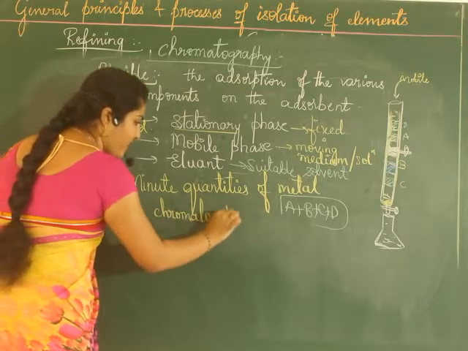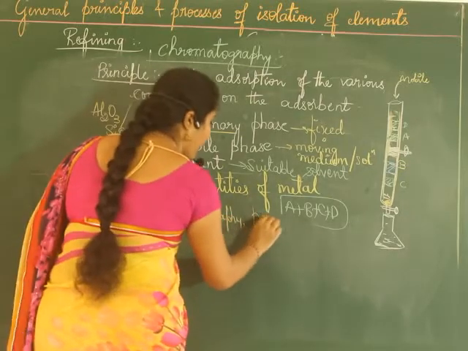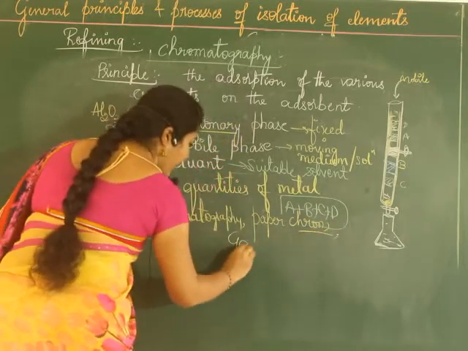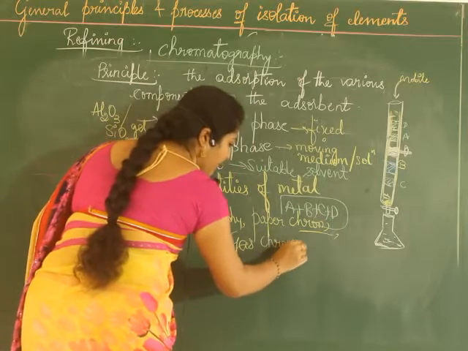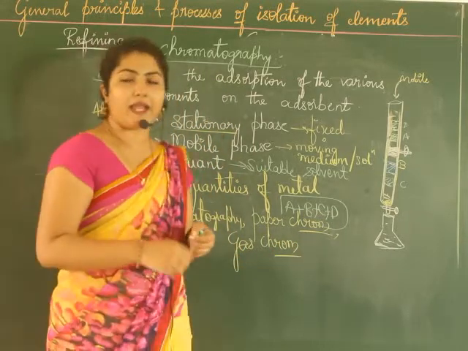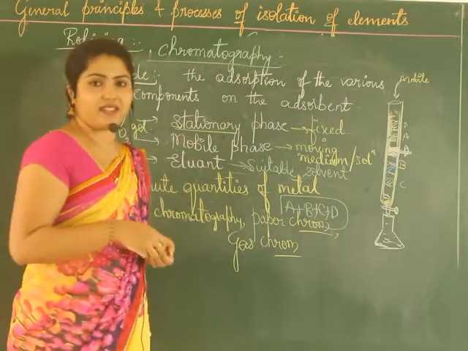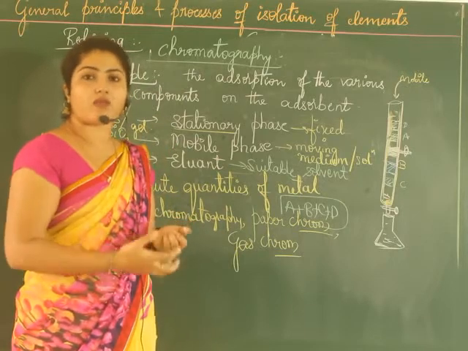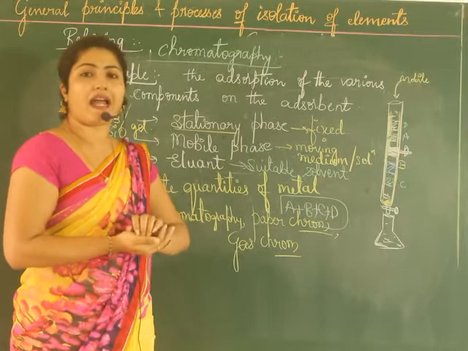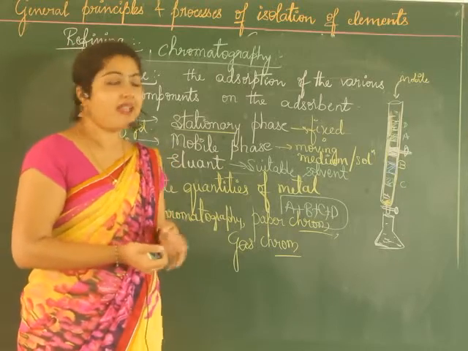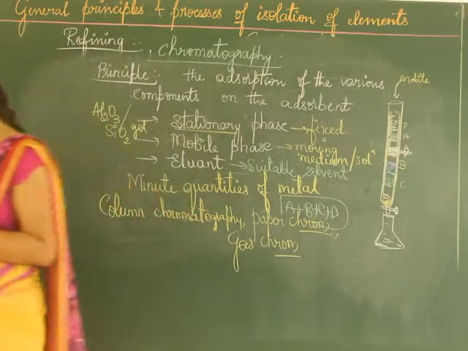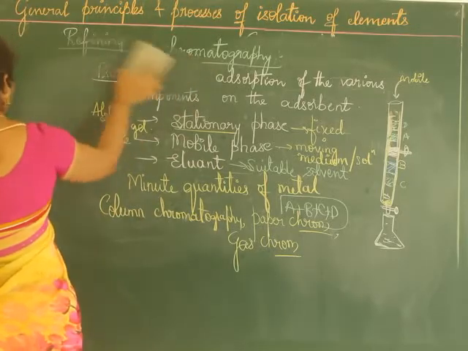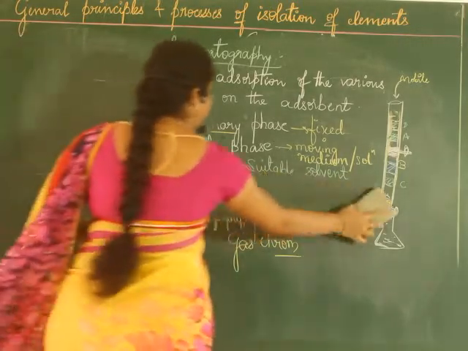If a paper strip is used, then you call it paper chromatography. You even have gas chromatography. There are different types of chromatography based on the type of stationary phase and mobile phase also. So here ends the process of refining. In these ways you can refine the metals and get the ultra pure form of metals. At the end we will see some applications of metals. Applications or uses of a few important metals we'll see.